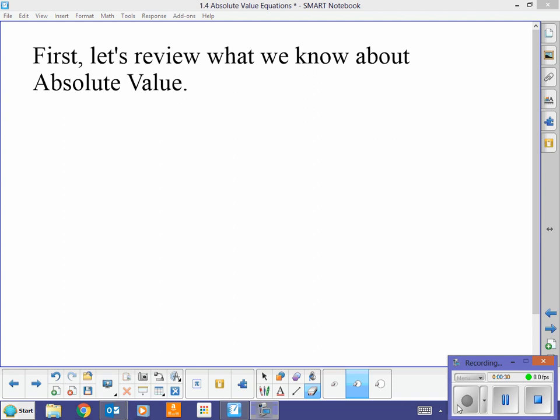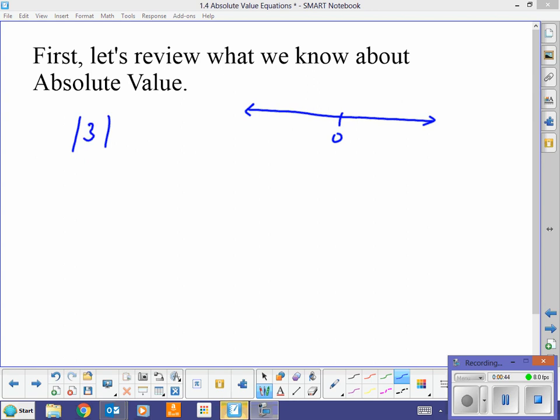Let's review a little bit about what we know about absolute value. Absolute value refers to really the distance from zero on a number line. So if I was to ask you, what's the absolute value of 3? Well, how far is 3 from zero? Well, the answer is 3. But I could also ask you, what's the absolute value of negative 3? That distance is also 3. So it's the distance from zero without any regard to the direction.